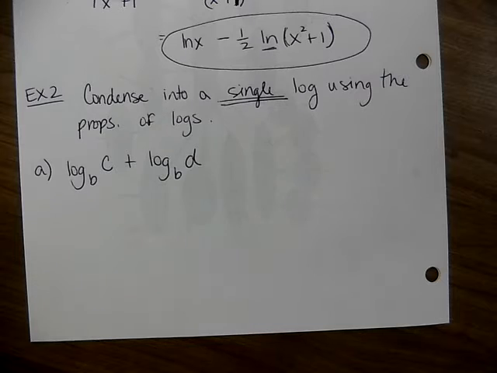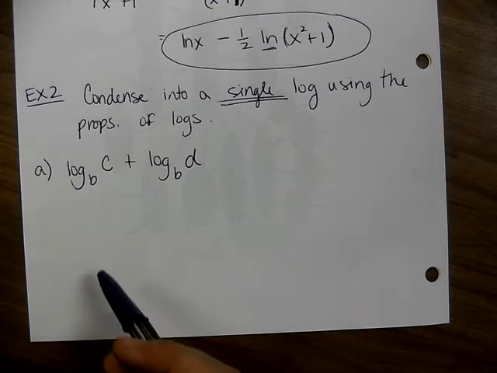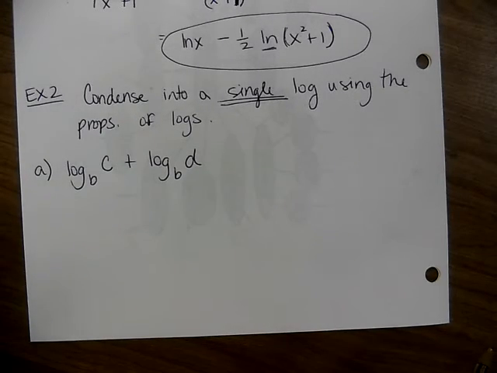So now you have to think the opposite way. When we see addition, we should multiply. When we see subtraction, we should divide. When we see some multiplication happening with some constant or coefficient out front, then we need to pull that over as an exponent. Okay? So looking at this, everybody agree that we should multiply?